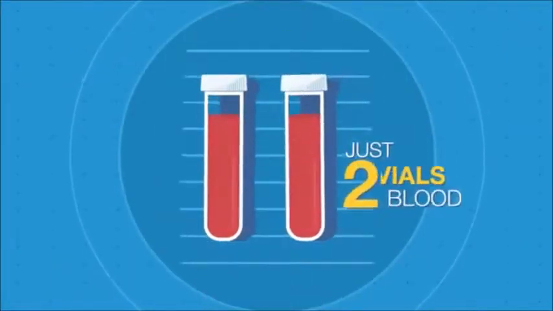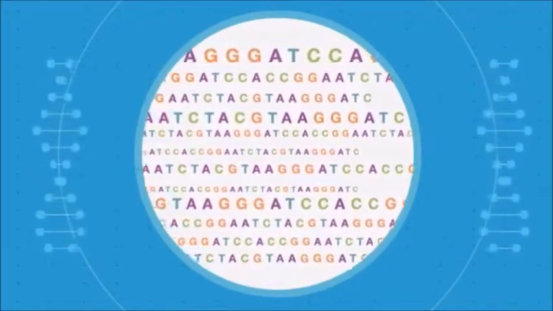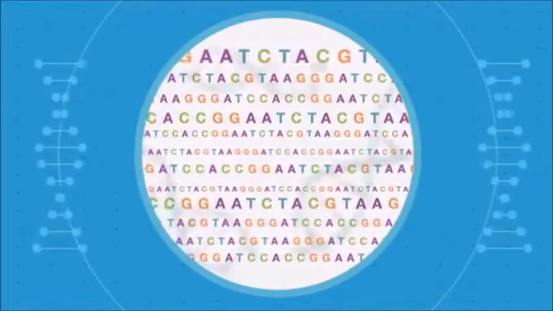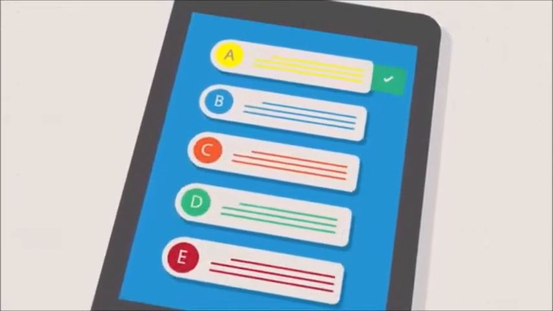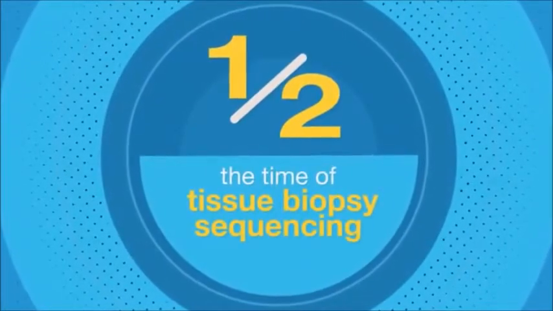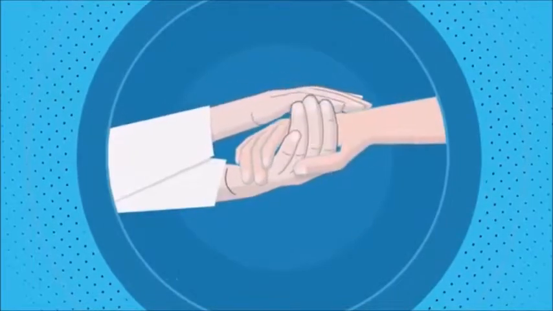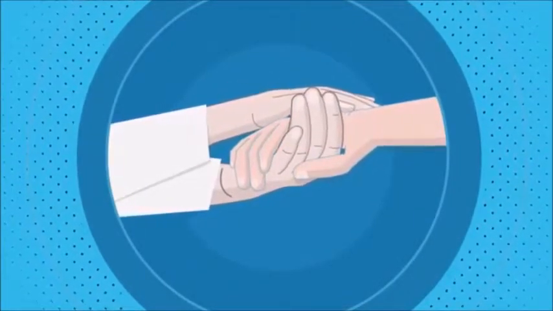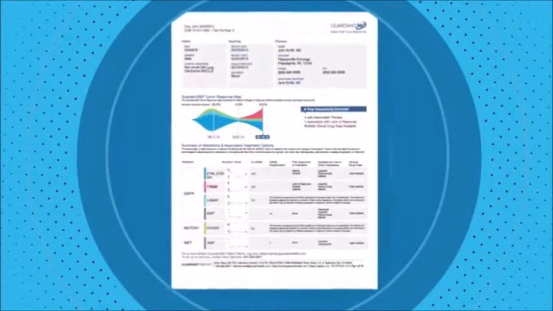Using just 2 vials of blood, Guardant 360 digitally sequences billions of genomic data points, the equivalent of multiple human genomes at the single molecule level. This unlocks a view of tumor alterations that may not have been seen before and can be associated with many potential treatment options. Results come in half the time of tissue biopsy sequencing and without the cost and risk of biopsies. Guardant 360 empowers patients and their doctors with a more accurate view of their cancer, helping them make informed, real-time decisions about managing their treatment, all with a simple blood test.